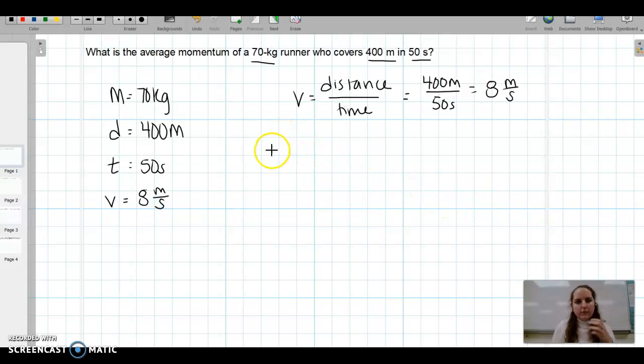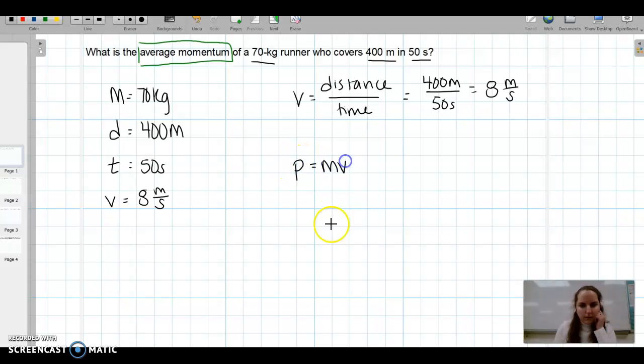So now we have to recognize what we are supposed to solve for in this problem. We just did a whole lot of stuff, but what do we have to solve for? Well, that would be the average momentum. So we can say that p is equal to mv. Again, that's just the equation for momentum.